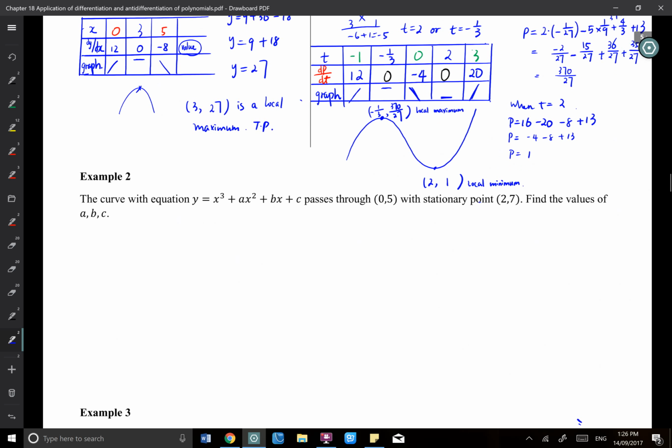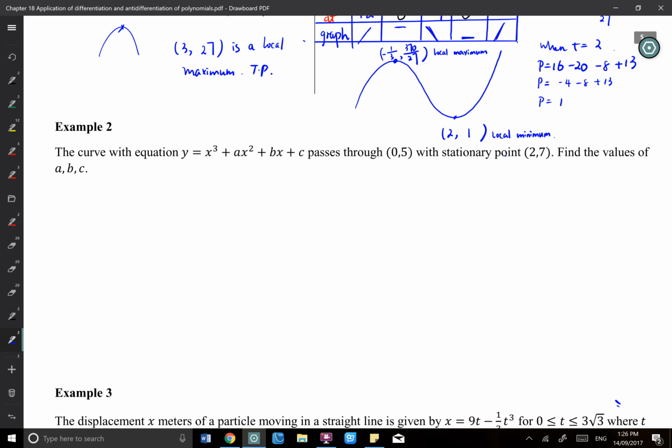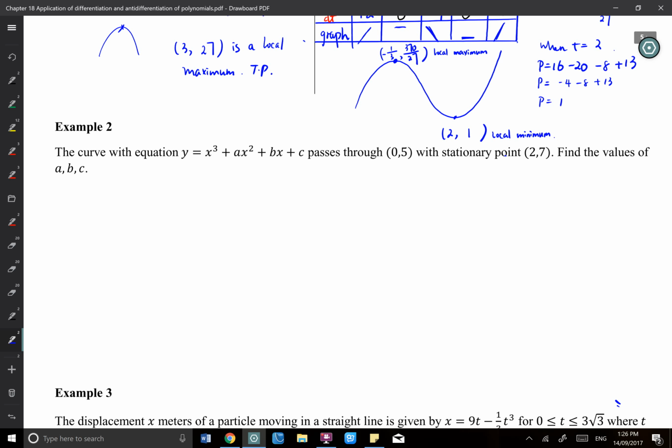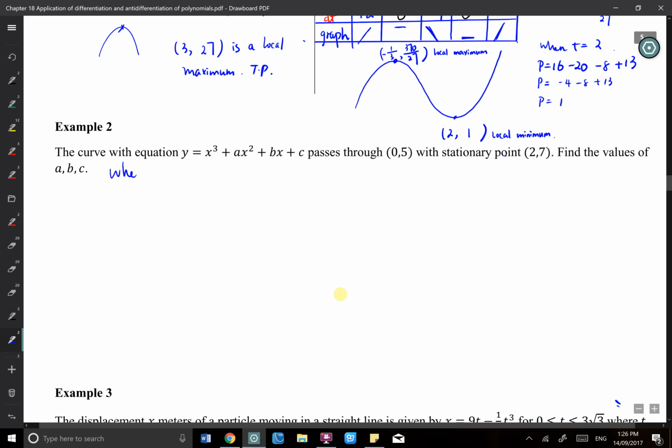Have a look at example 2. We just use this fact. The curve with equation y equals x cubed plus a times x squared plus bx plus c, with 3 unknowns, passes through the point 0, 5. What does the point 0, 5 tell you? Knowing the graph passes through that point, what can you say about this graph? C is 5, because when x equals 0, y equals 5. So therefore, c equals 5. That's the last constant value.